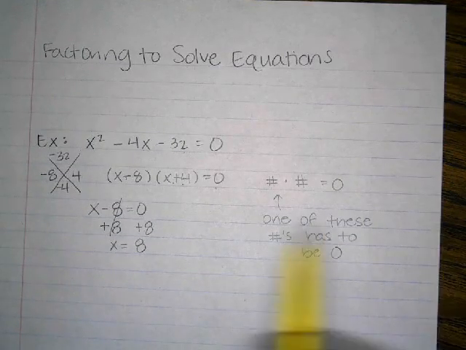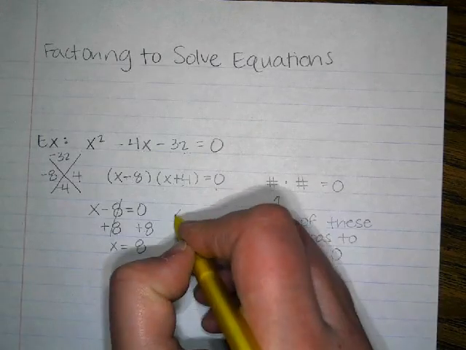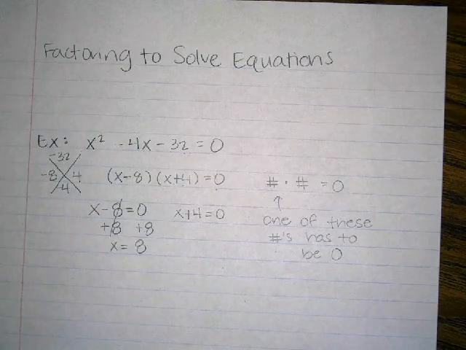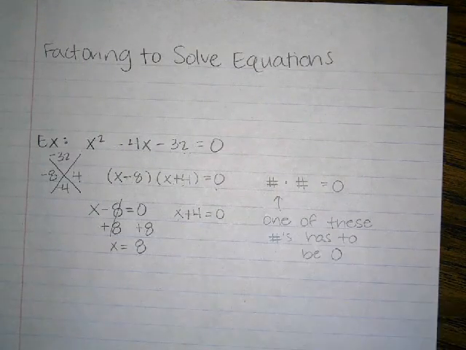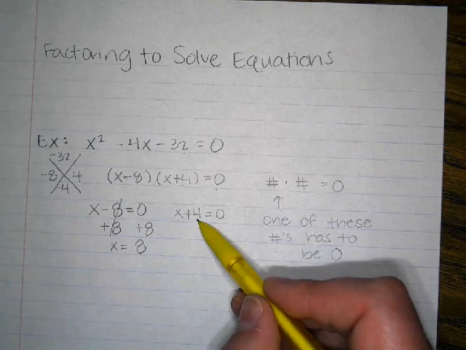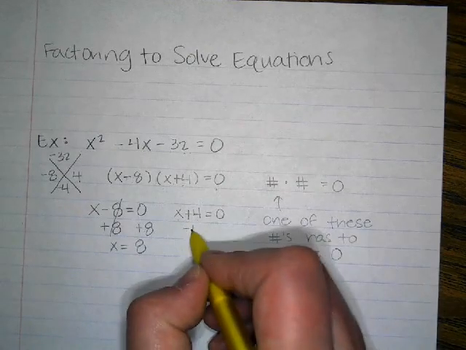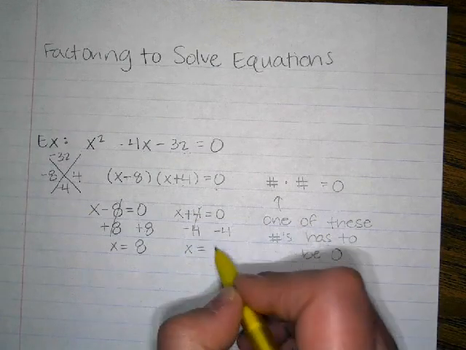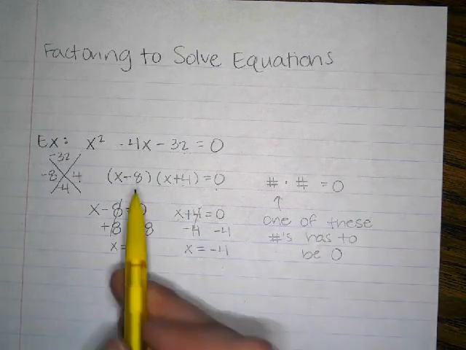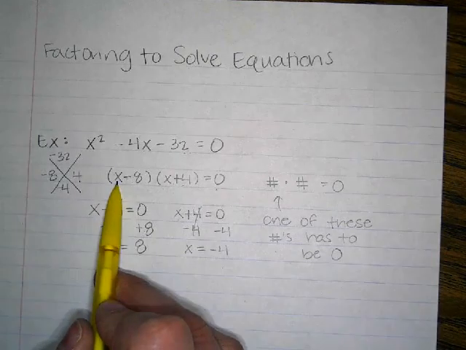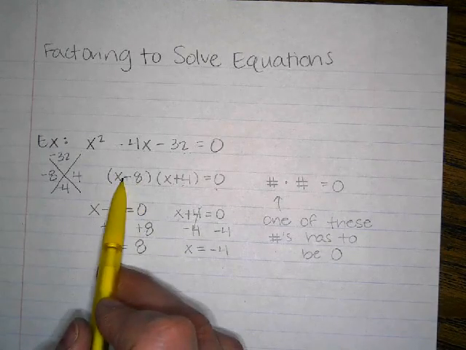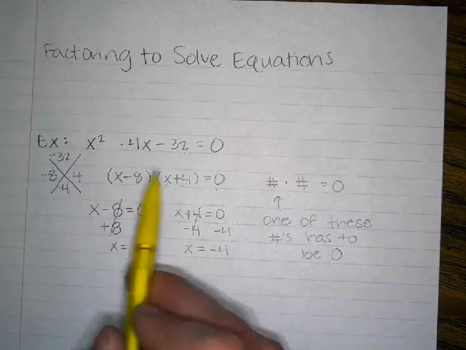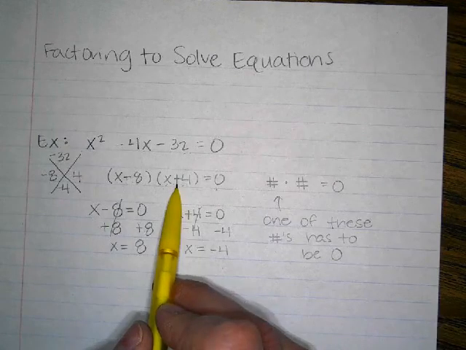Okay? The other option is that x plus 4 could have been 0. So how do I solve for x here? How do I get rid of the 4? Subtract 4. x equals negative 4. Okay, the other option is I plug in negative 4 right here and I get negative 12. I plug in negative 4 right here and I get 0. So maybe I had negative 12 times 0 equals 0.